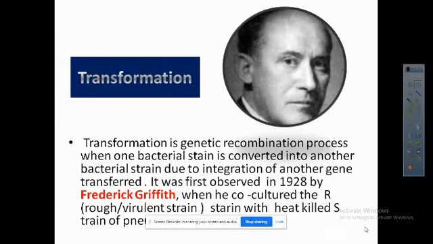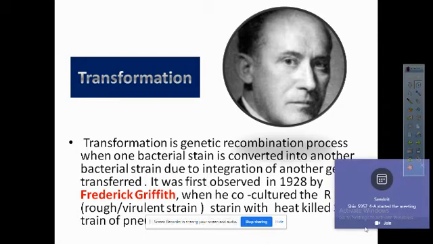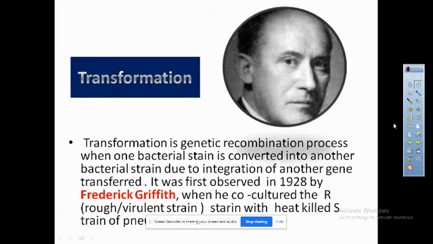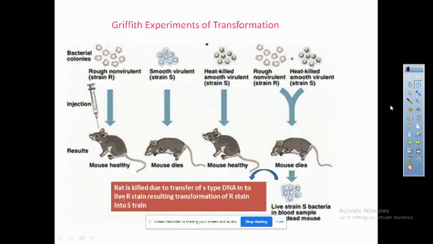It is an old concept that was developed in 1928 by Frederick Griffith, where he was finding out what the genetic material is, whether it is the DNA or the proteins. During his experiment, he found that when a rough strain of the bacteria, that is Pneumococcus, is mixed with the heat-killed smooth virulent bacteria, then the mouse tends to die. So let us first understand the Griffith experiment of transformation.